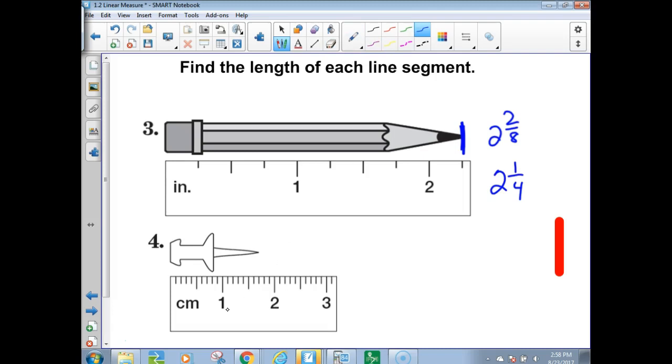All right, and then this one's in centimeters, so you've got to pay attention. You need a label on these. So that's 2 1/4 inches. This one is centimeters. So let's just go with 1 and, what do you think?